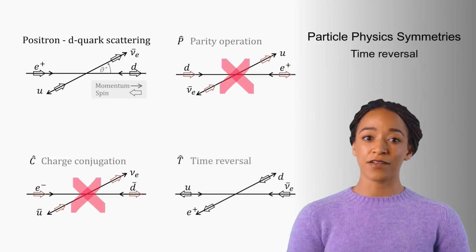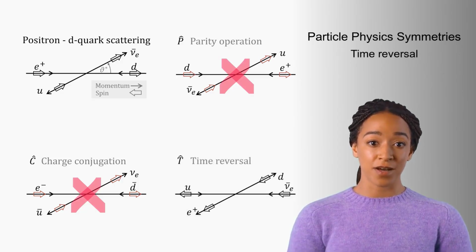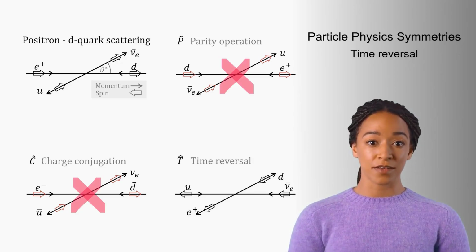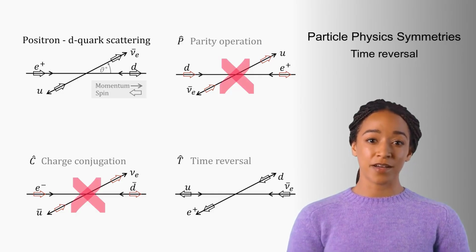In time reversal on the lower right, the scattering process runs backward. The incoming particles are the u-quark and the anti-electron neutrino. Outgoing are the d-quark and the positron. Check the spin orientations in comparison to the momenta. Everything looks okay. Matter particles are left-handed and antimatter is right-handed. The symmetry of time reversal is fulfilled in weak interactions.